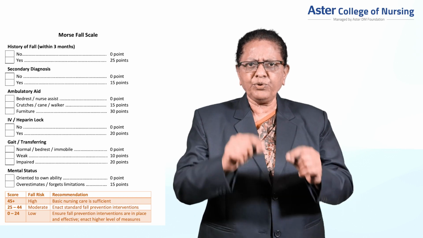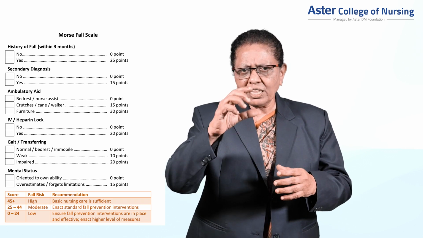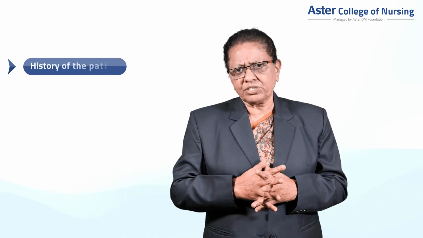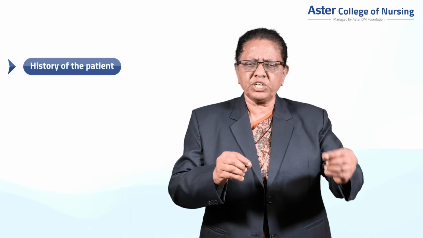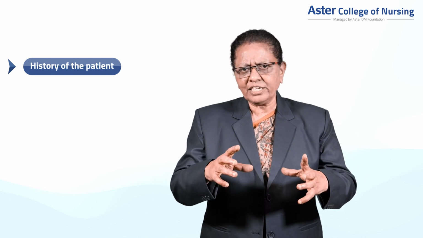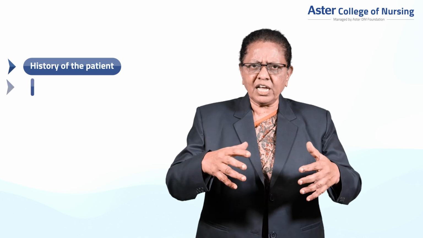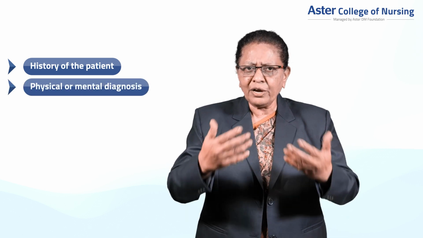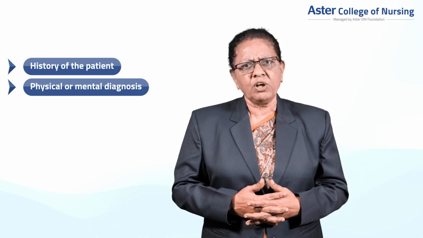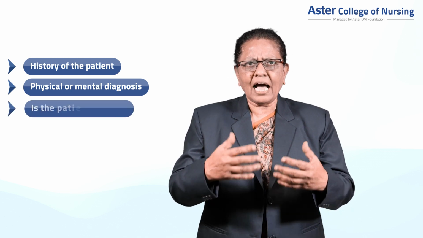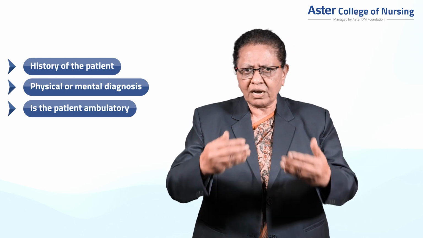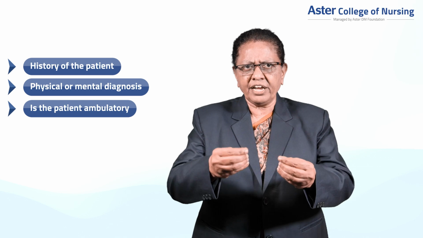Again, a scale will give you a number. So what are the parameters, to simplify it? The history of the patient. Does the patient have a history of fall? That is one aspect. Anything related to the patient's physical or mental diagnosis or disease condition, which will definitely have a chance of fall. Is my patient ambulatory? That is one aspect which will come to a conclusion of a rating.